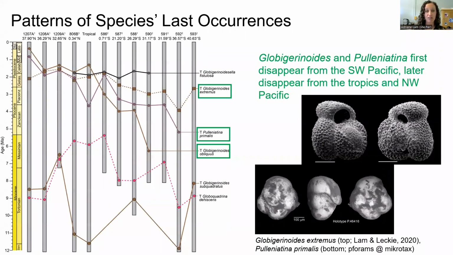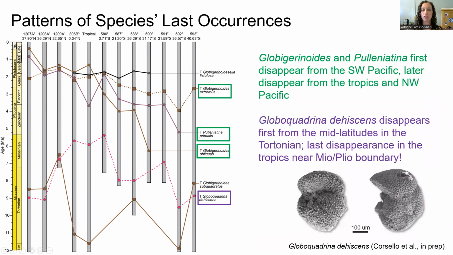Now we're going to look at some last occurrences really quickly. What I've highlighted here in the green boxes are Globigerinoides extremus, Polyneatina primalis, and Globigerinoides obliquus. So these first disappear from the Southwest Pacific, and these species constrict their range into the Northwest Pacific. So, and also across the tropics. So there's this clear pattern of range constriction before they finally go, well, we can't say for sure if they're going extinct in the Northern Hemisphere, but their last appearances in our data set are in the Northwest Pacific Ocean.